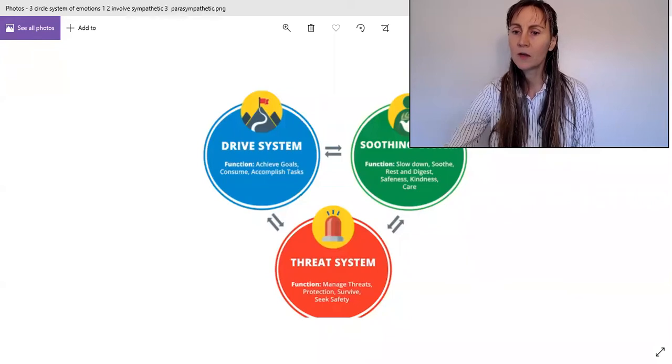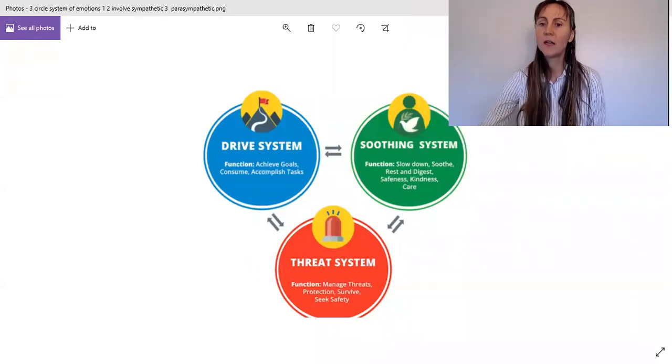One circle is threat, the threat system. One circle is blue, and it's the drive system. And then one circle is green, and it's the soothing system. So I'm going to share it so you can see it, and I'm going to explain why it's important.